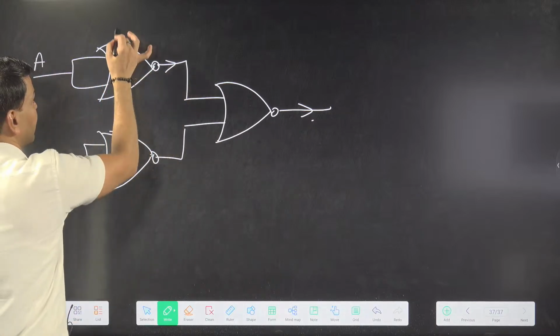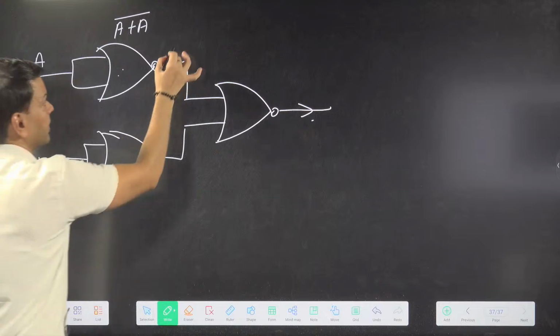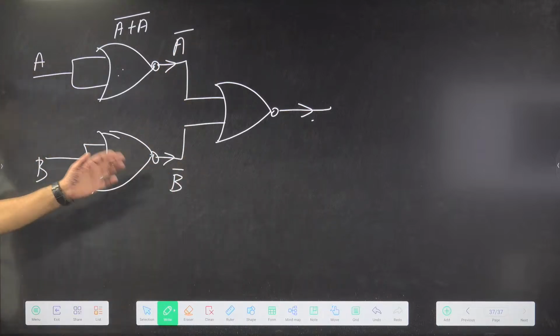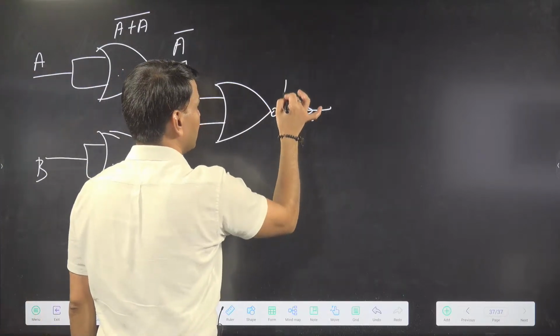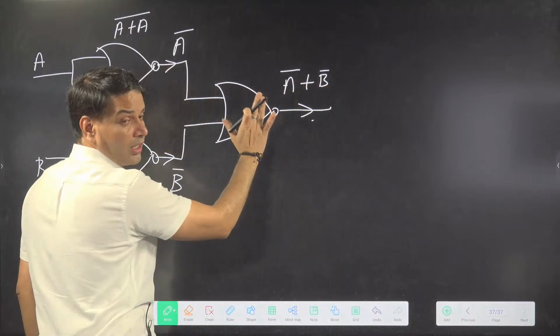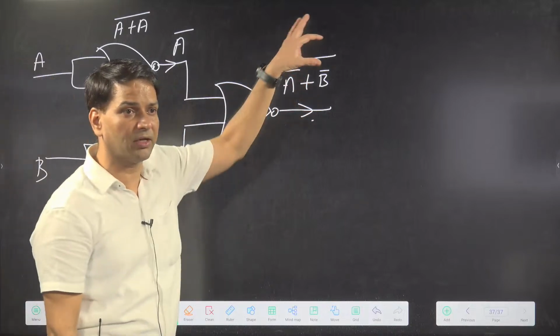Then here we will get A plus A, and A plus A is equal to A, so the output is A bar. Here the output is B bar. Now A bar and B bar are the input of this gate. So here you will get A bar plus B bar. This is the first OR, and after that you have to apply NOR. So this is A bar plus B bar whole bar.